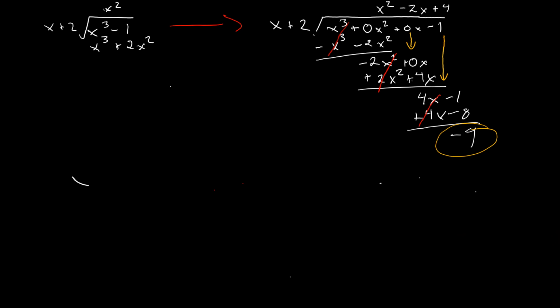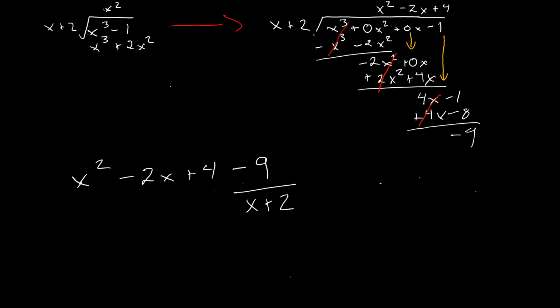So our answer would be x squared minus 2x plus 4. Now, we wouldn't just write minus 9 or divided by negative 9, nothing like that. Since it is a remainder and it was not able to be divided by x plus 2, the true value would be negative 9 divided by x plus 2. And that is what would be our answer. Because the remainder still has to be divided by x plus 2, there's just no way to get x plus 2 into negative 9 using this long division.